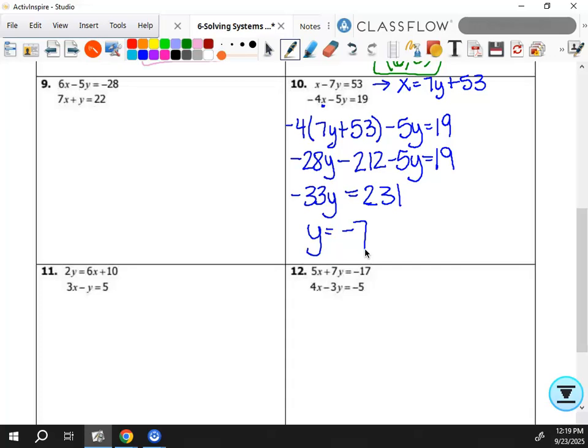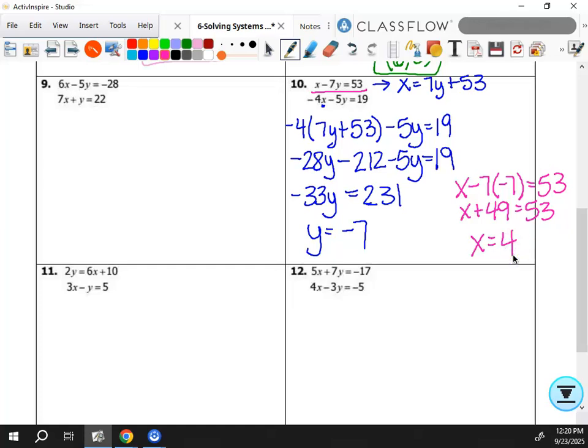Then does it matter which one I substitute it back into? No. I would think I would choose this one. So x minus 7 times -7 equals 53. So x plus 49 equals 53. X equals 4.